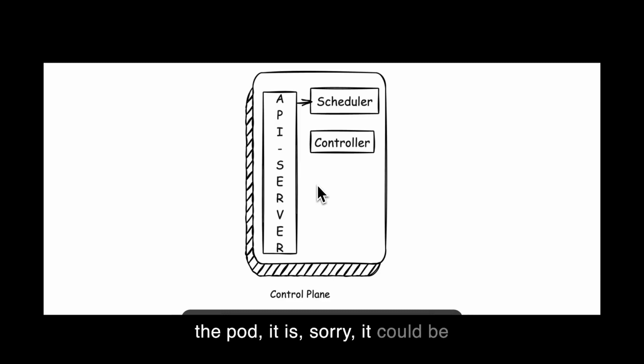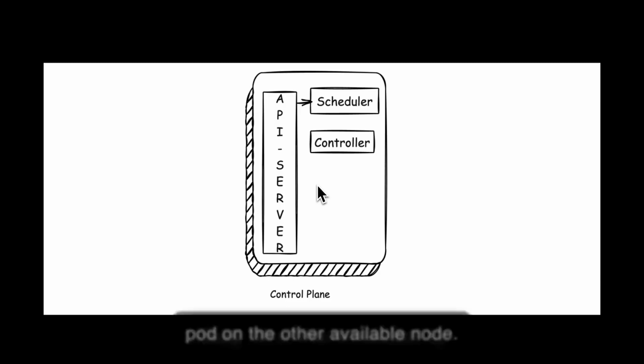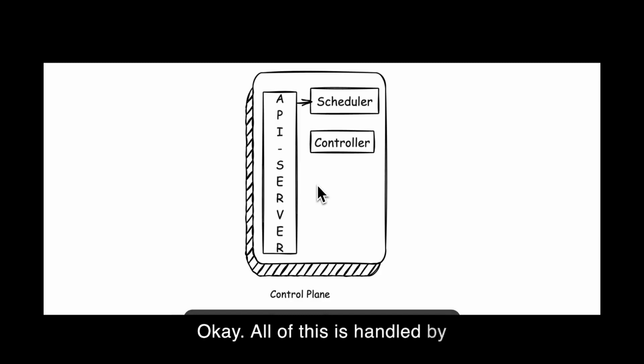It could be because of the node on which this specific pod is running, or it could be some issue with your application code itself. Irrespective of what it is, this controller is responsible for making sure this specific pod is running irrespective of the failures. For that, it might restart your pod, or it might provision the pod on another available node. All of this is handled by your controllers.